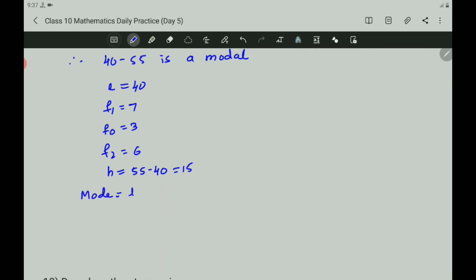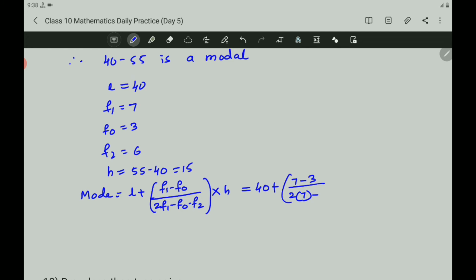Then you write the formula for the mode. Mode equals L plus (F1 minus F0) whole divided by (2F1 minus F0 minus F2) into H. Here L is 40 plus F1 is 7 minus F0 is 3, divided by 2 into F1 is 7 minus F0 is 3 minus F2 is 6, that into H is 15.